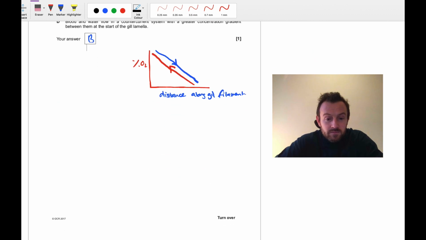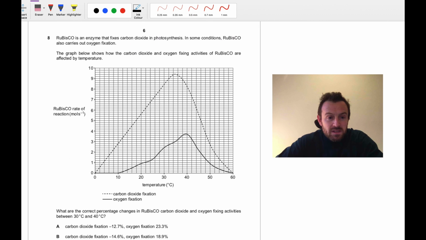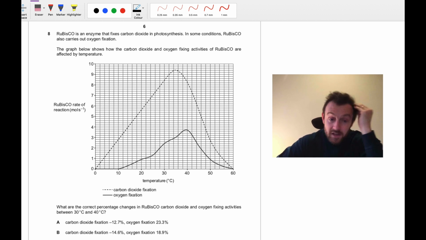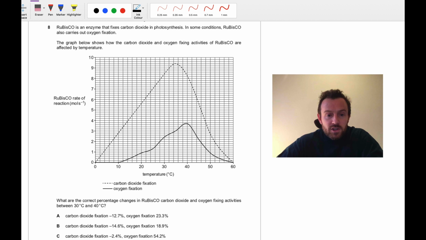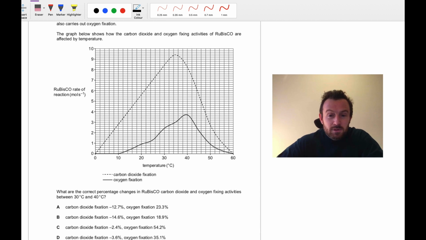All right, moving on. 8. Rubisco is an enzyme that carries carbon dioxide in photosynthesis. In some conditions, it can also carry out oxygen fixation. This is called photorespiration. It's bad. The graph below shows how the carbon dioxide and oxygen fixing abilities of Rubisco are affected by temperature.